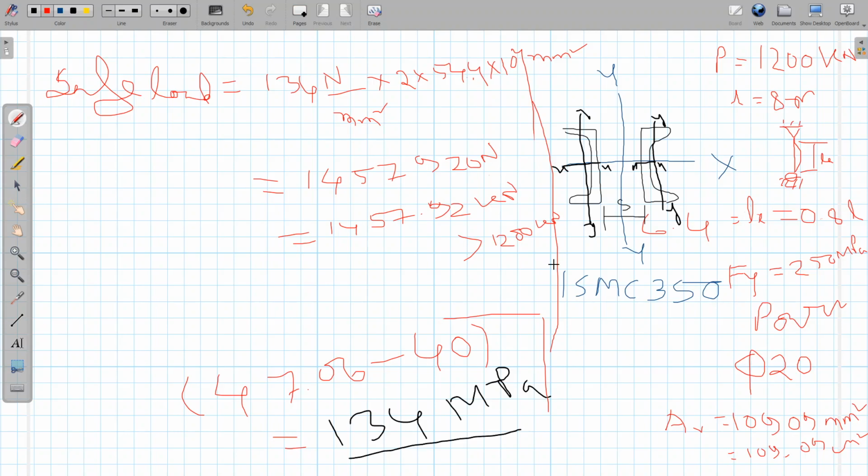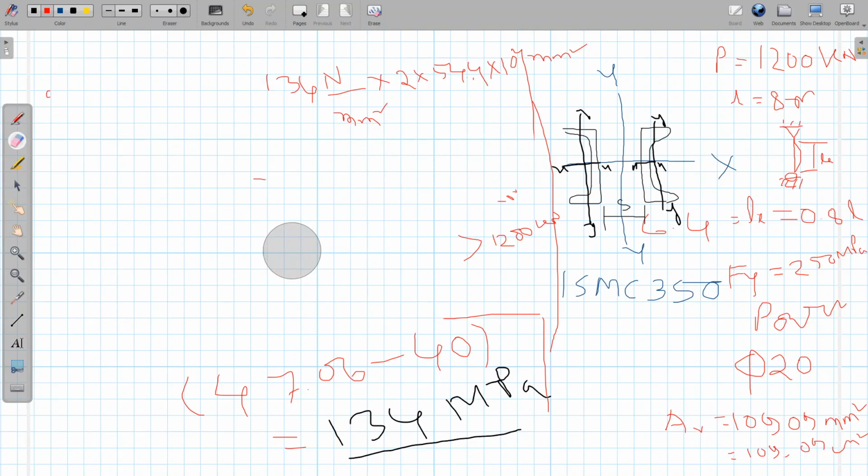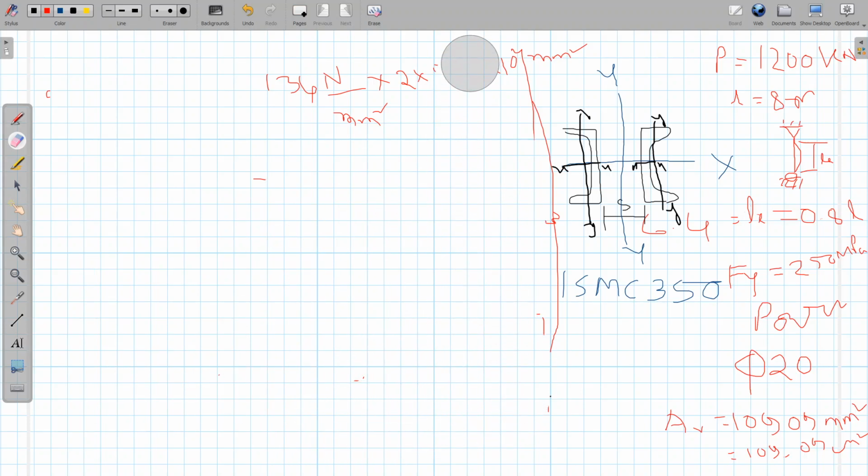So we will revise the section. You can write down the comment here: the section is extra safe and uneconomical, hence revise the section. How to revise the section with a lesser area required? Earlier the area was higher, so I am not using that one. ISMC 350, though it is safe, is not economical, so we will go for another trial. Let us change that.